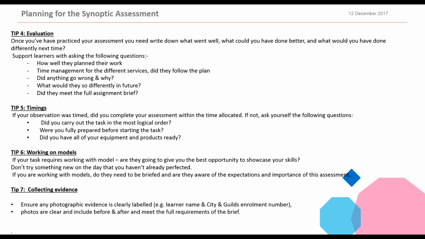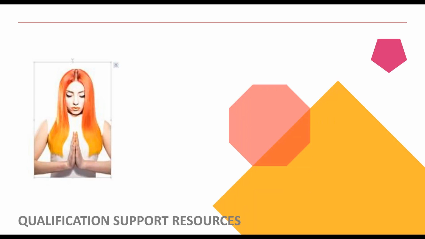And tip 7 is collecting evidence. Please make sure that your photographic evidence is clear, well lit, and labelled clearly with the learner's name and their enrolment number on it. Make sure that you are uploading everything that is needed to give that learner the best opportunity to get the best marks, and that it meets the full requirements of the brief.